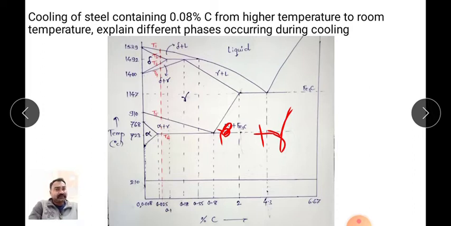Again, at T3 the formation of austenite will start, because in between T3 and T4 we know that there is a presence of delta plus liquid. That's why the formation of austenite will start.